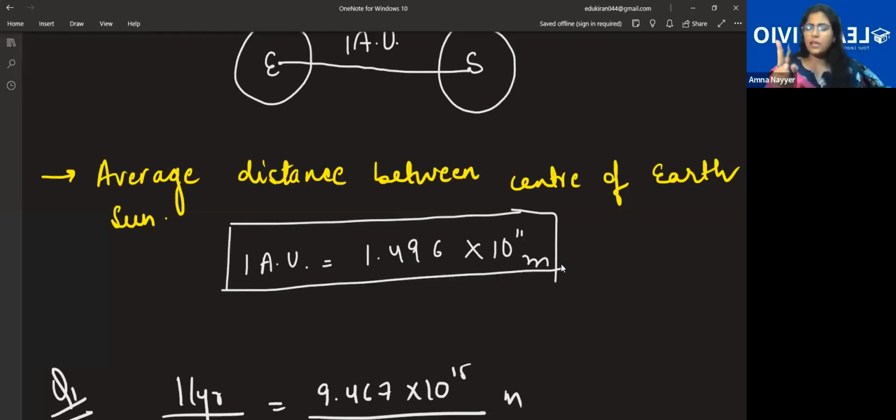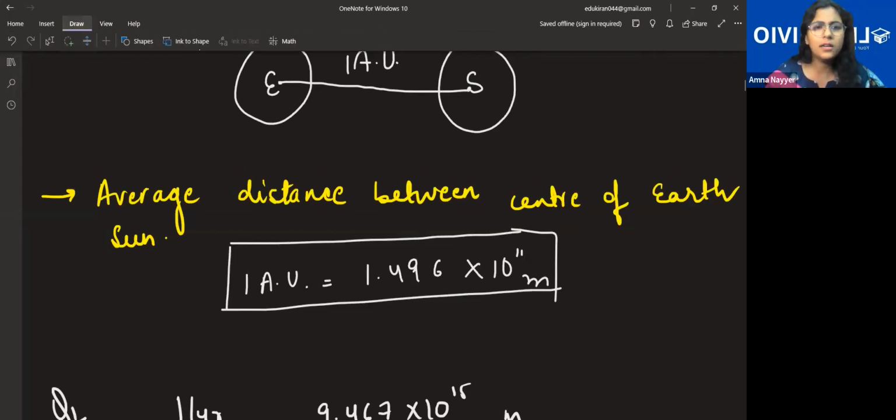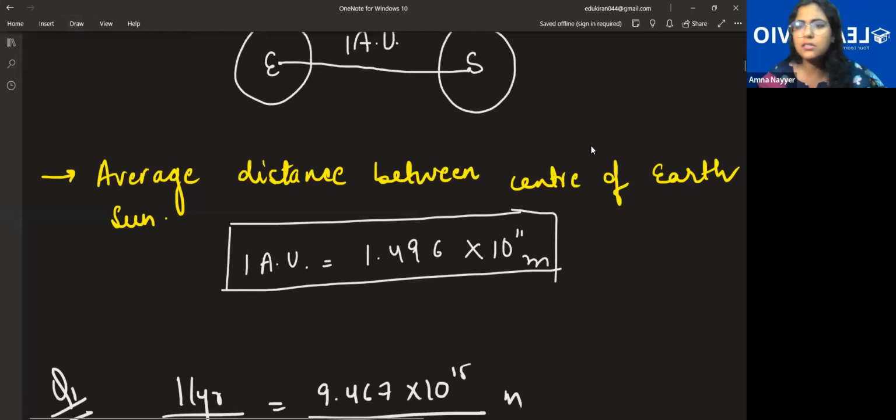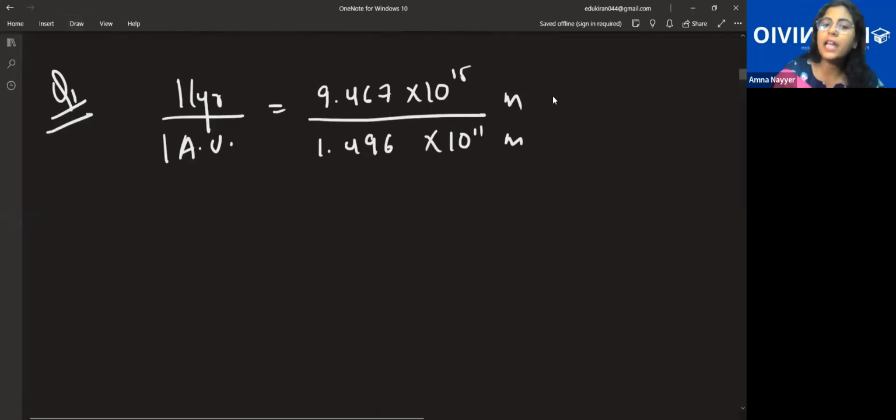So these two values are enough for your class 11, astronomical unit and light years. One easy question is available. Let us just solve it. See, what is the ratio of 1 light year and 1 astronomical unit? This is a very common question that I have seen coming in your exams.